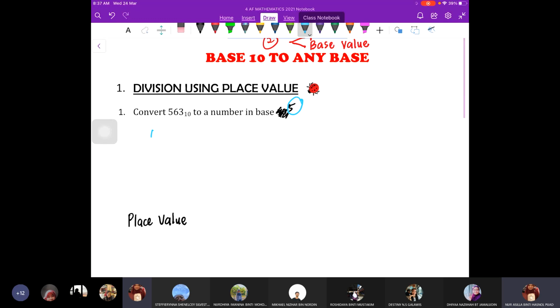Okay, kita base 5. 5 to the power of 0, kita akan start place value. So this is practically 1. And then 5 to the power of 1 adalah 5. 5 to the power of 2 which is 25. 5 to the power of 3 which is 125. And then 5 to the power of 4 will give you 625.